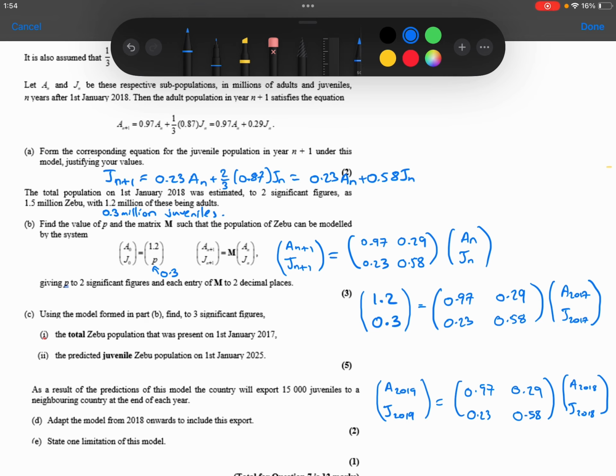So if I want to work out what the populations were the year before that, in 2017, I can multiply both sides of my matrix equation by the inverse of my matrix M.